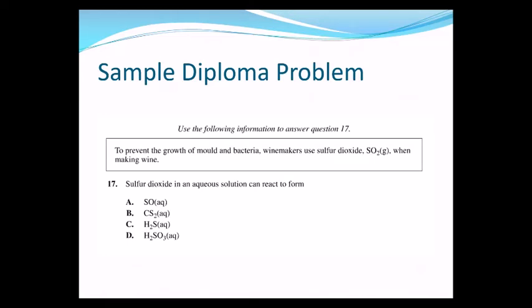Again, feel free to pause the video so you can do it yourself before I go through and explain it. To prevent growth of mold and bacteria, winemakers use sulfur dioxide when making wine. Sulfur dioxide in aqueous solution can react to form, that's D. So I'll show that again. It will combine with water: SO2 plus H2O makes H2SO3. Okay, you need to know that. That's acid deposition.